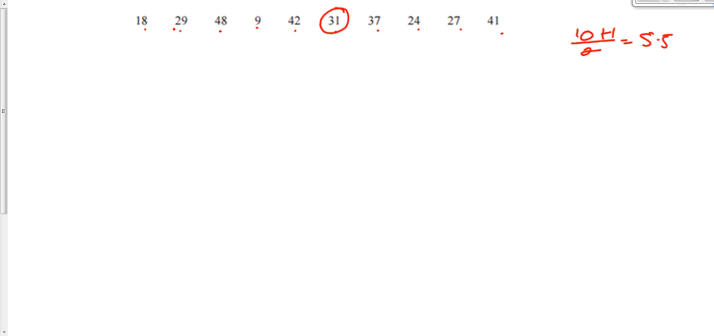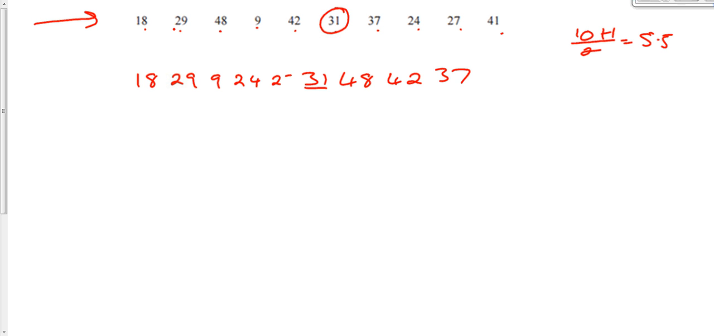And then what we do is we read from left to right against the number 31. So if we put the pivot point in the middle here, 31. We've got 18, which is less than 31, so we put it there. We've got 29, which is less than 31. 48 appears afterwards. Then we've got 9. Then we've got 42. We've got 37. We've got 24, which is less than 31. We've got 27. And we've got 41. Just going to put commas in between mine just so that it makes it clearer. And that's going to be our first step.